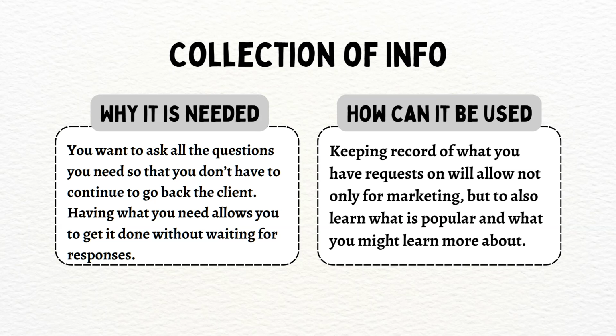So how can it be used? Keeping record of what you have requests on allows not only for marketing, but also for you to learn what is popular and what you might learn more about. So if you're seeing that your last 5 requests have been for Hawaii and you don't feel like you know Hawaii well enough, or maybe you're seeing a trend, maybe it's time to do some marketing on Hawaii because people are wanting to go to Hawaii. It's that data that you're collecting that will help you. And you might also think, okay, well, Hawaii was popular this year, but might not be popular next year. So what should I be marketing for? It's just collection of data.